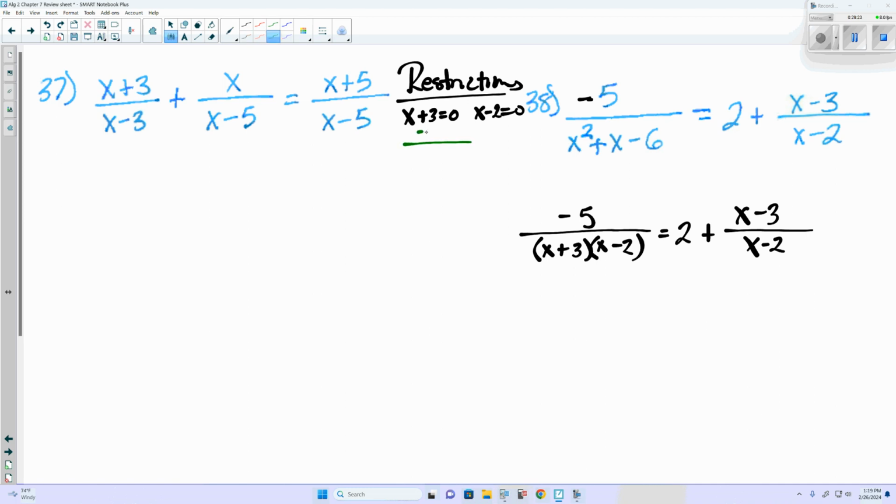Now with our x plus 3, subtract 3, telling us that if x is negative 3, we would have a denominator of 0, so x cannot be negative 3. And for x minus 2, we would add 2, telling us that if x is 2, the denominator would be 0, so x cannot be 2. So if we get 2 or negative 3, it'd be a restriction, and we would throw that term out. Now, what are we going to multiply everything by? X minus 2 and x plus 3.